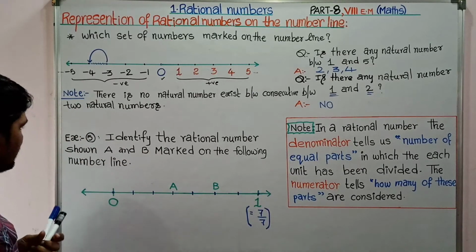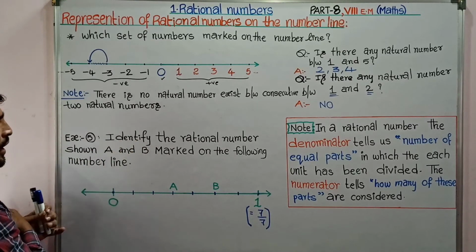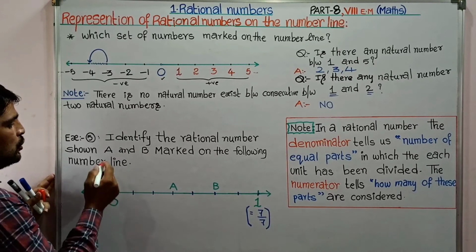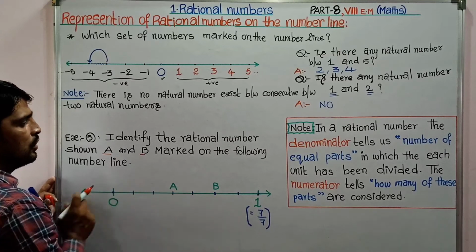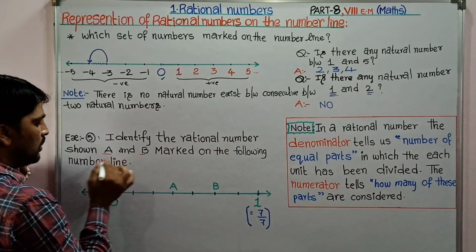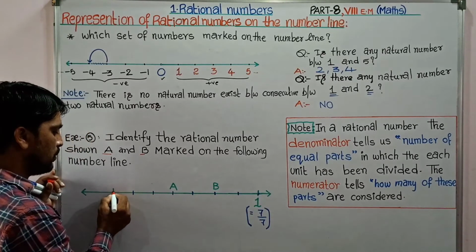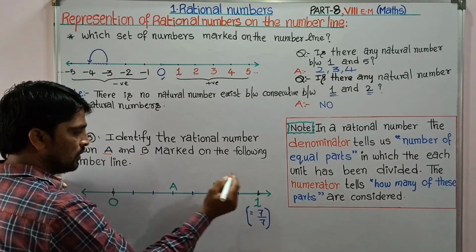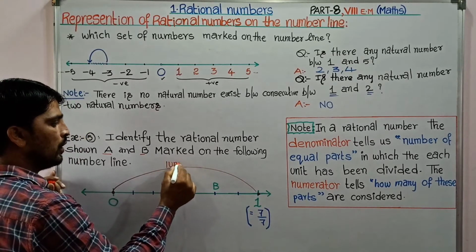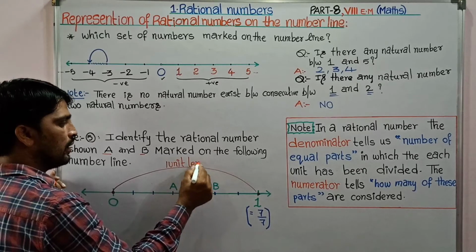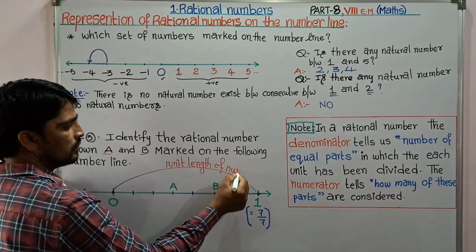Now, example from the textbook: identify the rational numbers shown by A and B. We have to identify these two rational numbers shown by A and B marked on the following number line. So this is a number line considering from 0 to 1, that is 1 unit length of the number line.